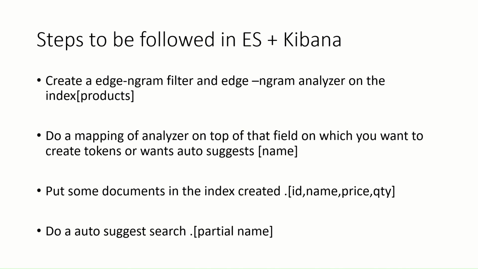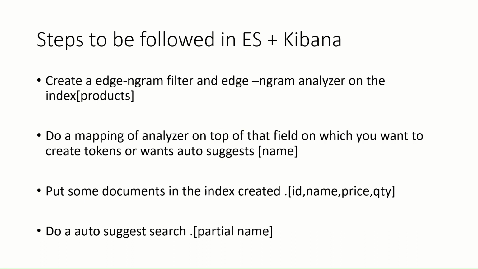The next step is to put some documents in the created index. Let's say we have created the index called products. We'll insert a couple of documents inside the index products. Either we can do it directly through Elasticsearch Kibana, or we can create the Spring Boot API that will interact with Elasticsearch and insert a couple of products in the index products. That also we can do.